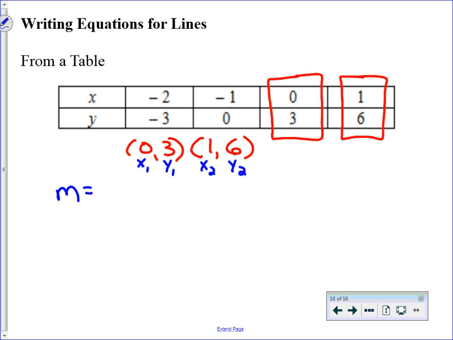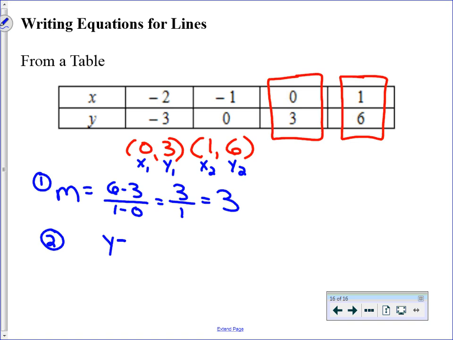So to find my slope, I have my y2 minus y1 over x2 minus x1, which for me leads to 6 minus 3 all over 1 minus 0. You end up with 3 over 1, or we found that our slope is 3. So we've now figured out our first step, and now we have to plug our points in. Y minus your y1, which happens to be 3, equals your slope, which is the number we just found, 3, times x minus our x1 value. That x1 value is that big fat 0.